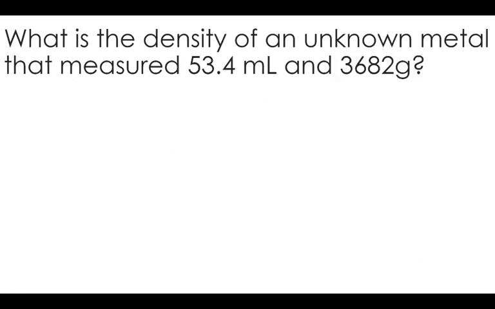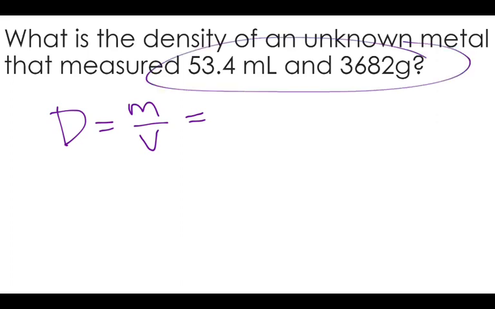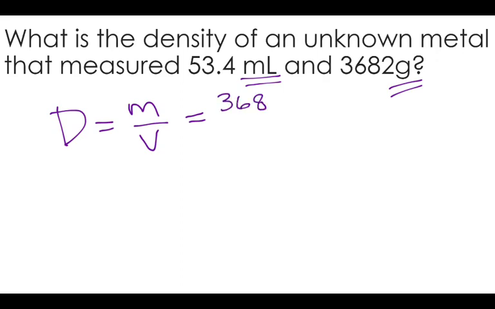The first problem, though, asks us to solve for density, and this is just easiest to plug straight into that density equation. Density equals mass over volume, and we just have to look at these numbers and make sure we can tell the difference, because it didn't tell me which one is which. But remember, mass is measured in grams, volume is measured in milliliters. So we're going to be taking this 3, 6, 8, 2, which is our mass, dividing it by 53.4, which is our volume. And our unrounded answer here is 68.9513, and there's a lot more digits there.